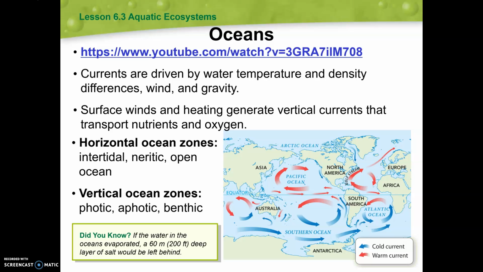So we know that oceans, our currents in our oceans are driven by water temperature, density in the water, wind, and gravity. So one interesting thing, if we remember from our water cycle that we talked about, is our ocean currents in the northern hemisphere, they move in a clockwise direction, and in the southern hemisphere we move in a counterclockwise direction. So this is going to be important because the surface winds and the heat that's generated is going to help transport nutrients and oxygen within our water.